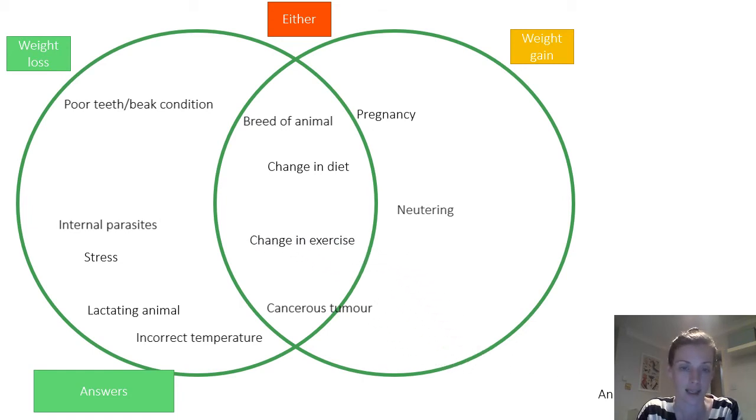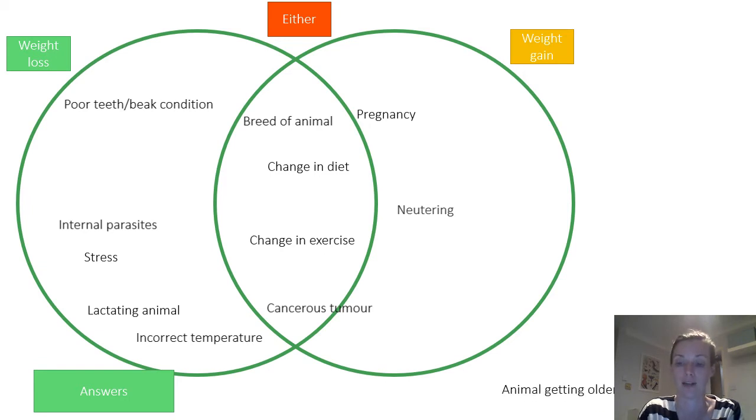Change in exercise then. Change in exercise could be either. If you increase the amount of exercise your cat or your dog or your chicken does, then it's going to use more of the energy that it's intaking. So if you don't change the diet in response to change of exercise, it could result in weight loss. Or weight gain, if your animal starts being more lethargic and doesn't want to go out, doesn't want to exercise, then it's not burning as much energy, so therefore it's going to result in weight gain.